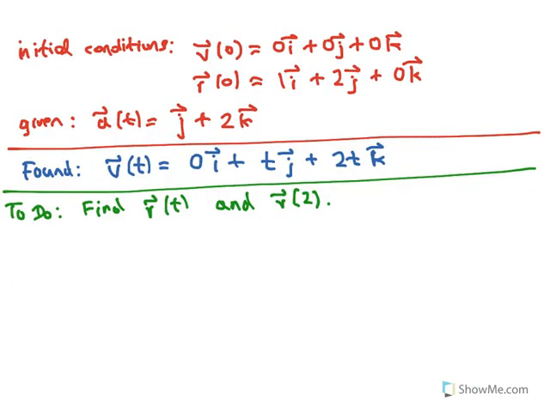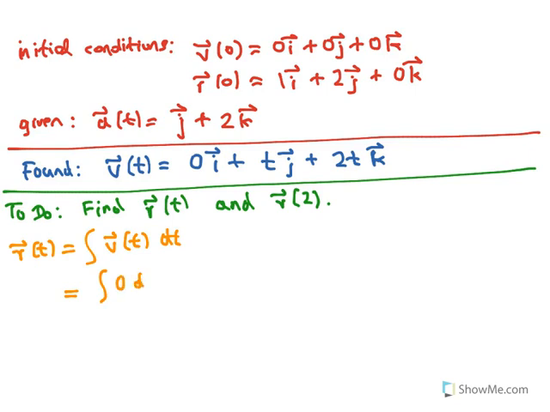So to complete the problem, we have to find r of t, the position vector, and evaluate that at t is equal to 2. So let's go ahead and take what we just found, the velocity vector, and integrate that to find our position vector. We're going to integrate on a component by component basis.